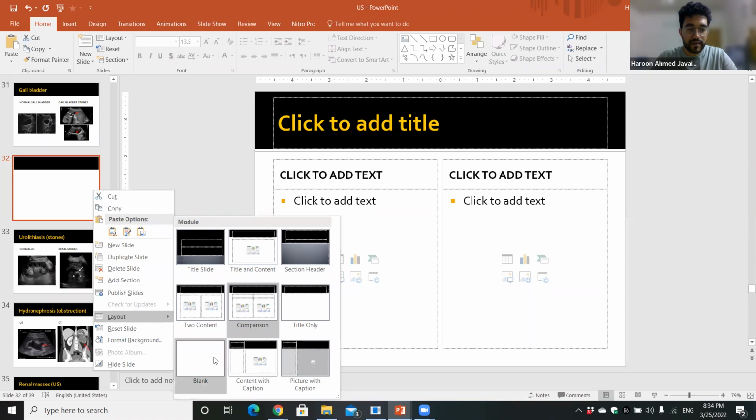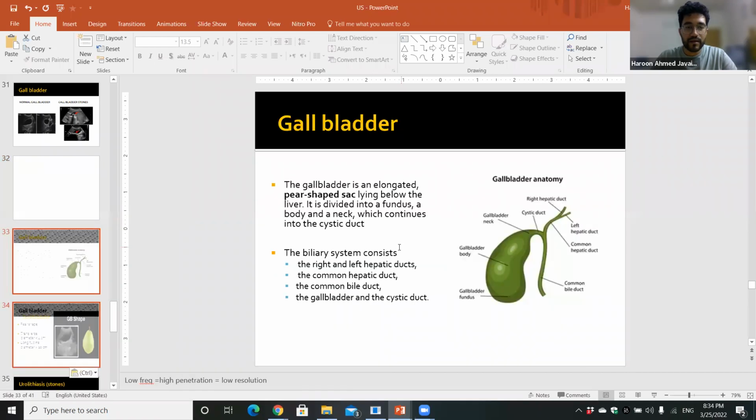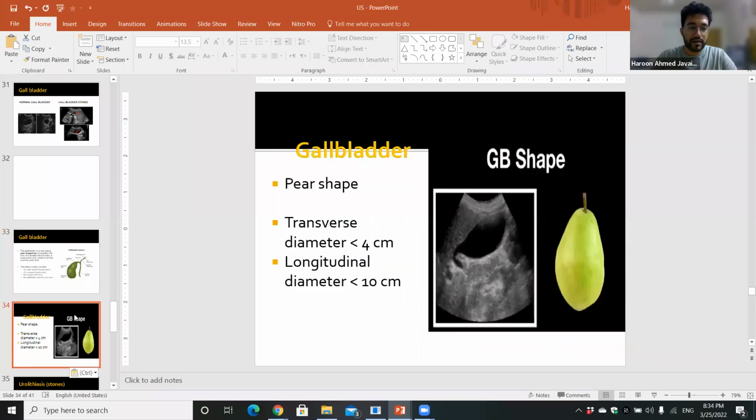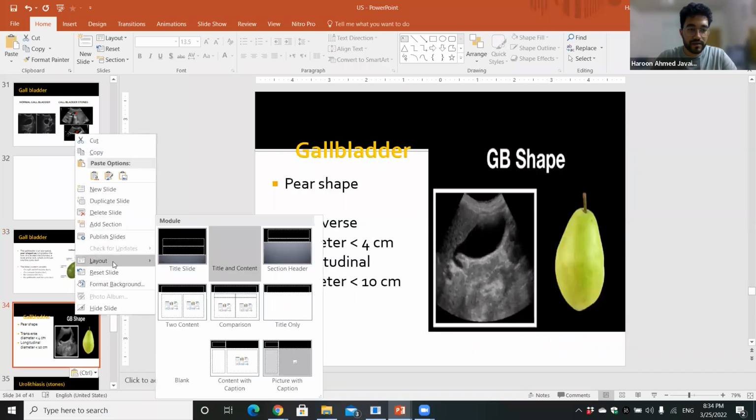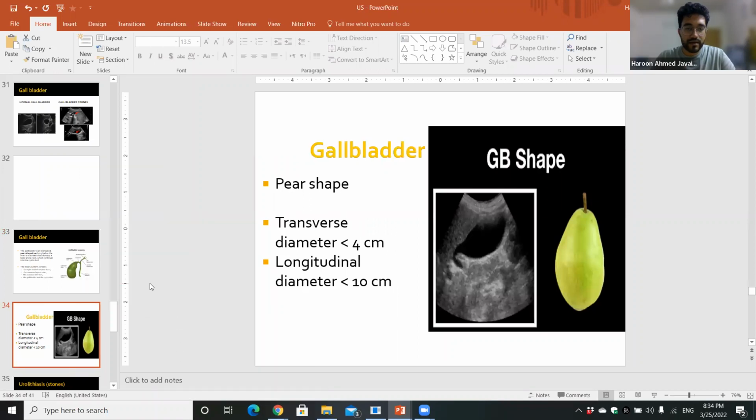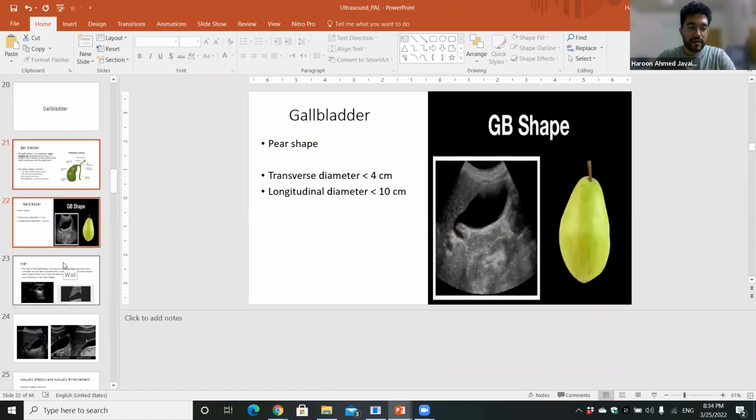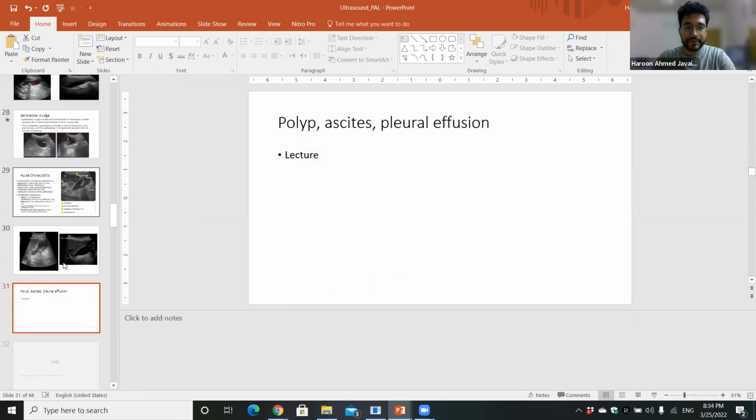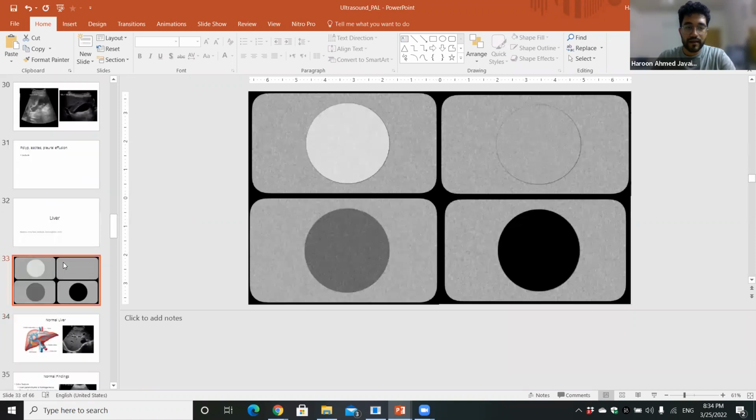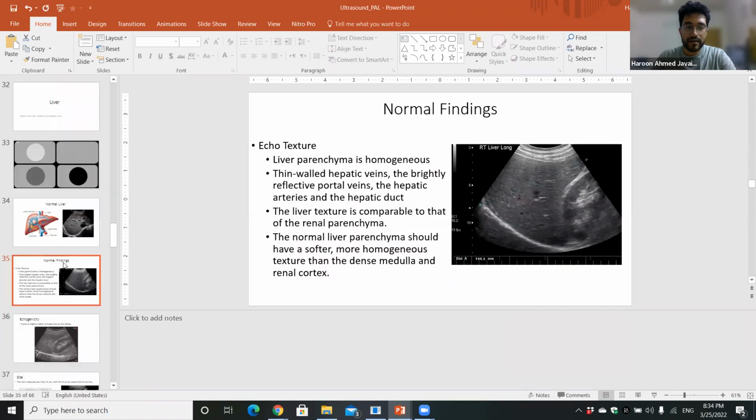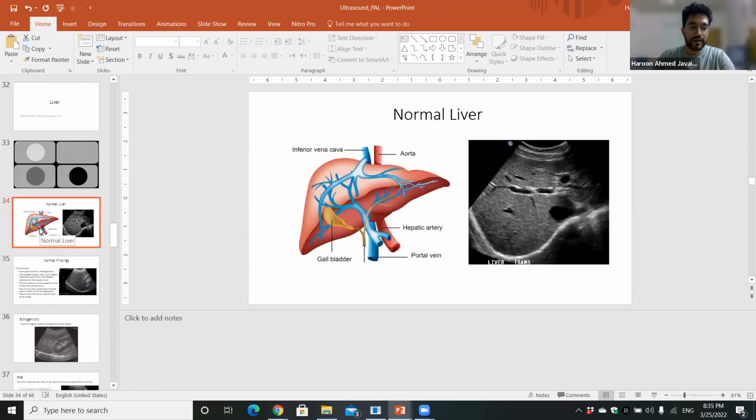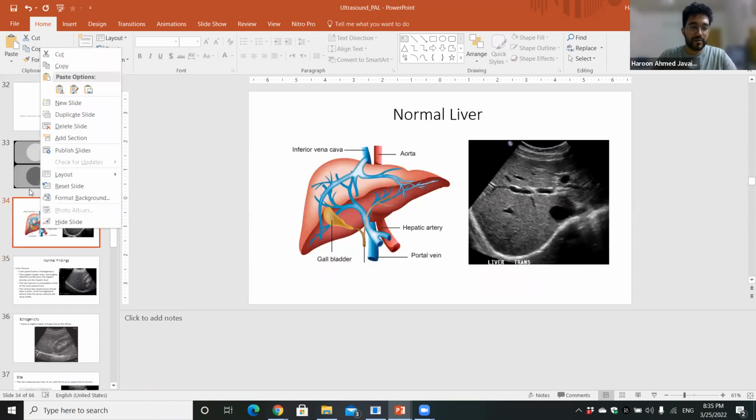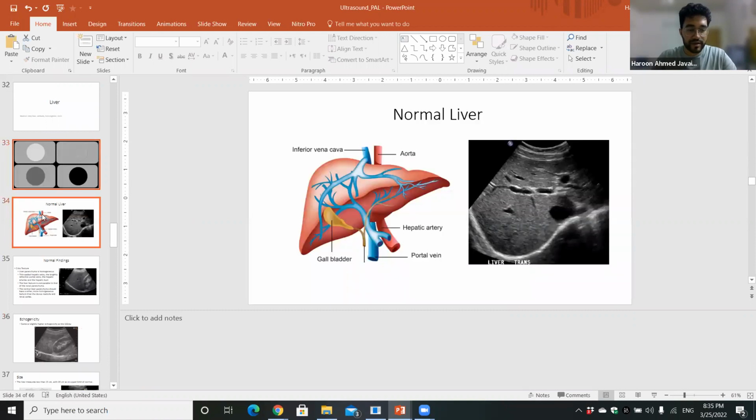Layout, blank. Wow, perfect. Layout, blank. Okay, that's 2. Okay, just this will be fine. Okay, let me put this as well. Maybe it'll help you guys out.